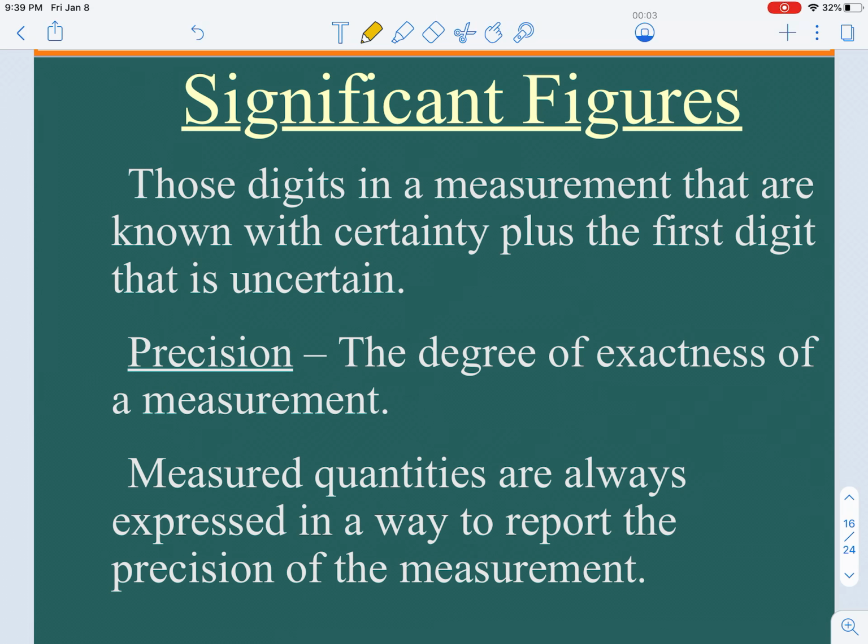Today we will talk about significant figures and scientific notation. Significant figures are important because they allow us to understand the precision of the measurements that we have.